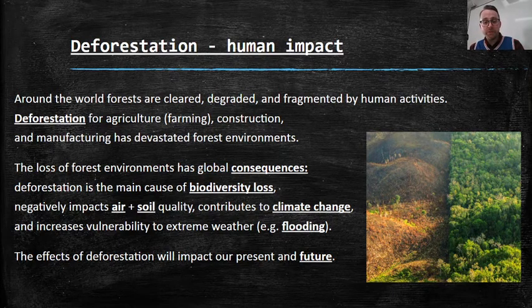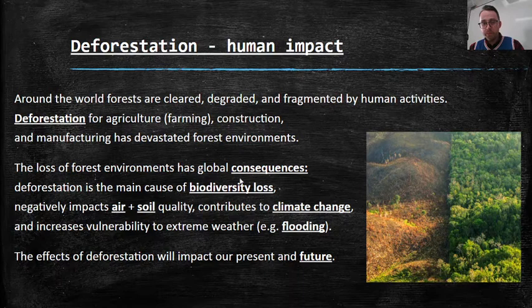Deforestation also contributes to climate change. We'll go into this more when we actually talk about climate change later on, but trees absorb CO2, which is bad for the climate, and they produce oxygen. So if we get rid of those trees, all of a sudden all that extra CO2 that's just chilling around is now going to go up into the atmosphere, climate change. And it also increases vulnerability to extreme weather, like flooding.